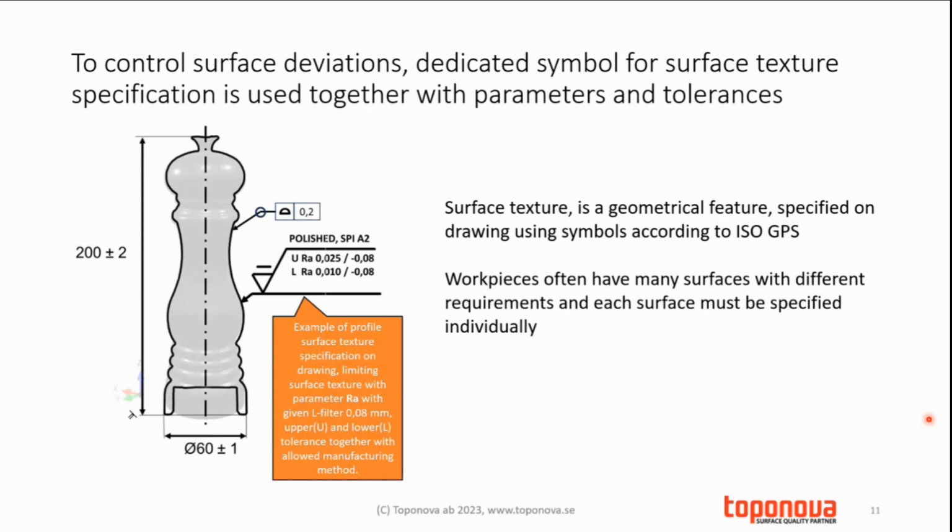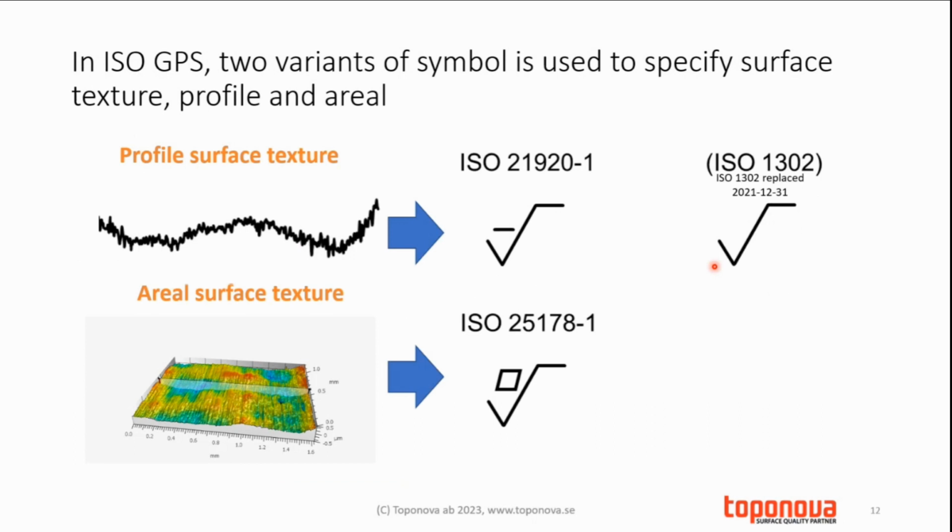To control surface deviations, a dedicated symbol for surface texture specification is used together with parameters and tolerances. Like in the example here, surface texture is a geometric feature specified on the drawing using symbols according to ISO GPS. Workpieces often have many surfaces with different requirements, and each surface must be specified individually. In ISO GPS, 2 variants of the symbol are used to specify surface texture, profile and area.